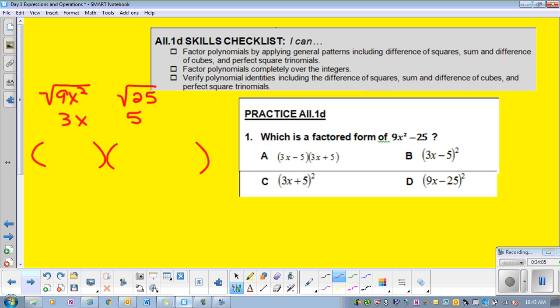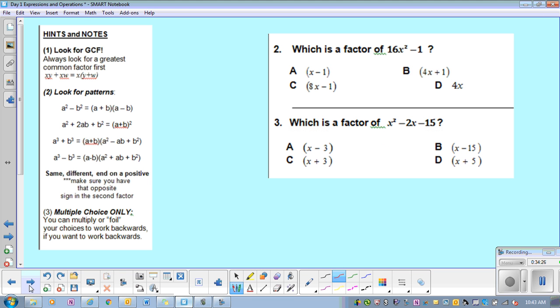Double parentheses, opposite signs. And then you just plug each of those into their little spot here. 3x plus 5, 3x minus 5, so your answer is A. All right? On the hints and notes on the side, there are some brief overviews of each method of factoring for you.